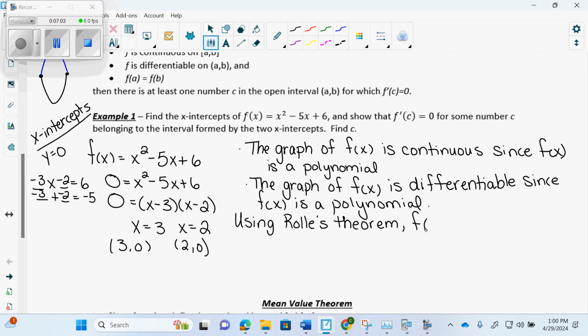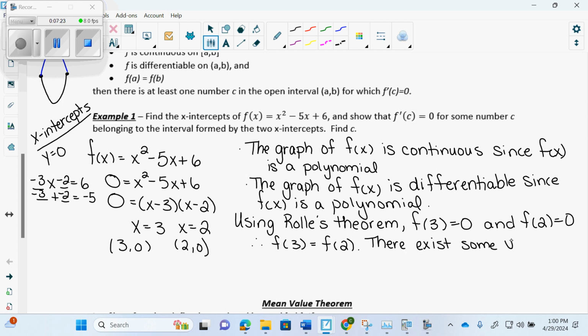f of 3 equals 0 and f of 2 equals 0. Therefore, f of 3 equals f of 2. There exists some value c where f prime of c equals 0.